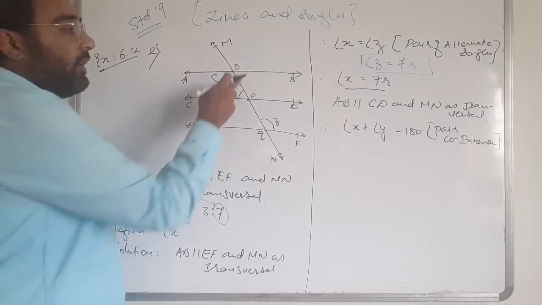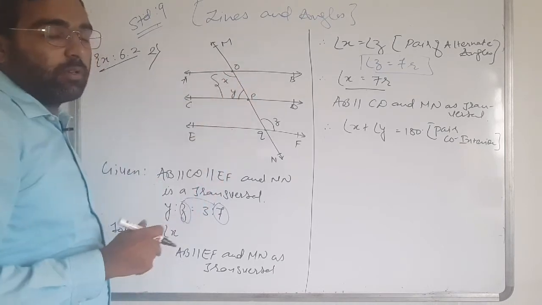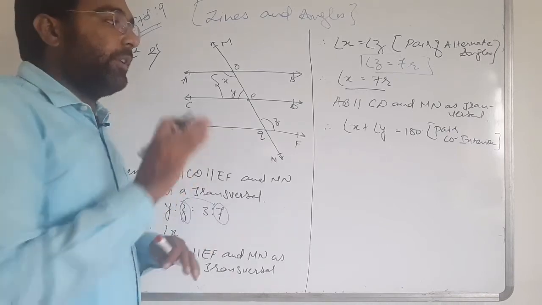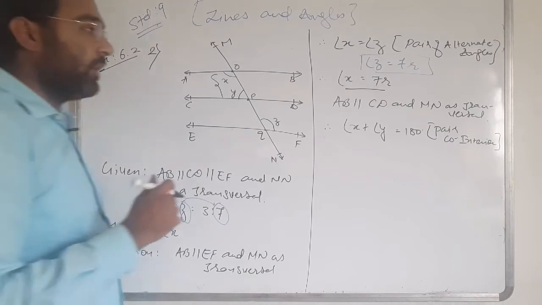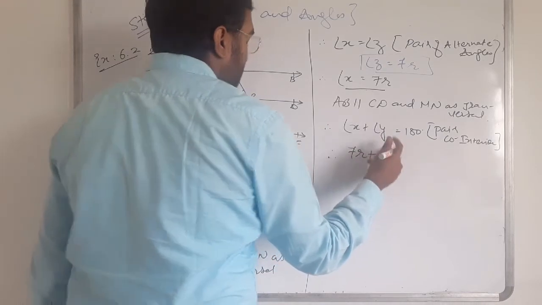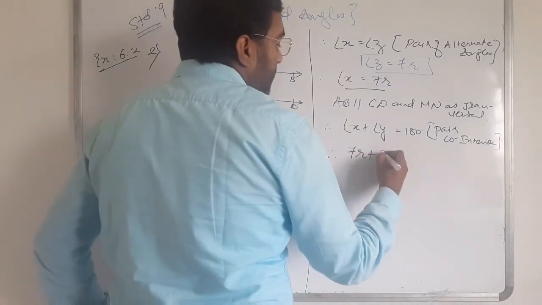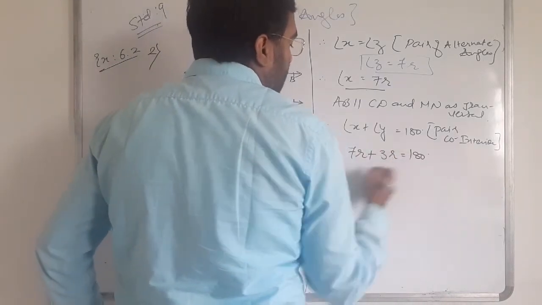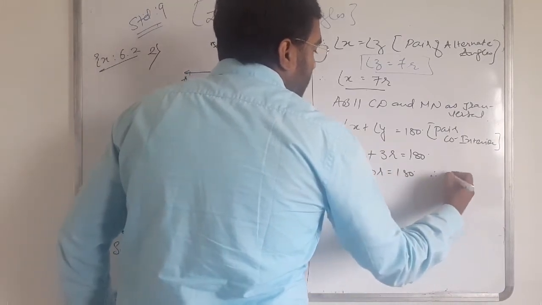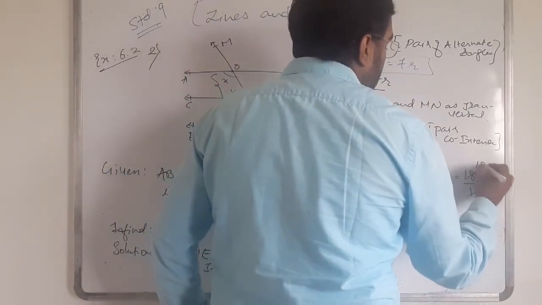Alternate angles are in the interior part and make a cross. Alternate angles are equal but co-interior angles are supplementary. Now angle X, that is 7R, plus angle Y, that is 3R, is equal to 180. Therefore 7 plus 3, 10R equals 180. Therefore the value of constant R is 180 by 10, that is 18 degrees.